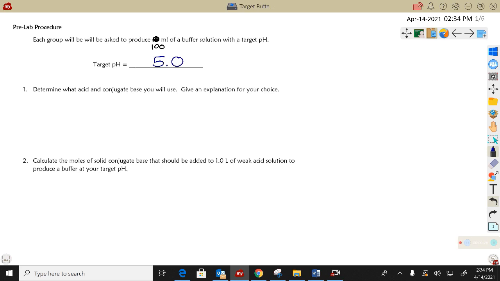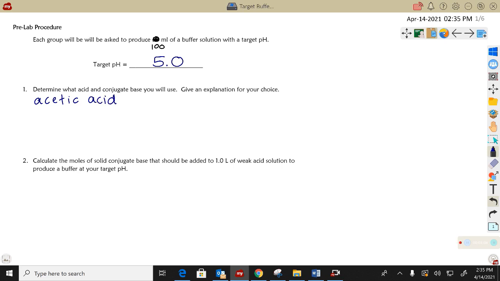So what if I want to make a buffer with a pH of 5? A solution that'll hold a constant pH of 5. First we have to determine which acid and conjugate base pair we should use and give an explanation for our choice. We have 3 choices of conjugate acid-base pairs that we can use to create our buffers in this lab. One option is acetic acid and the acetate ion, which would come from a sodium acetate compound.